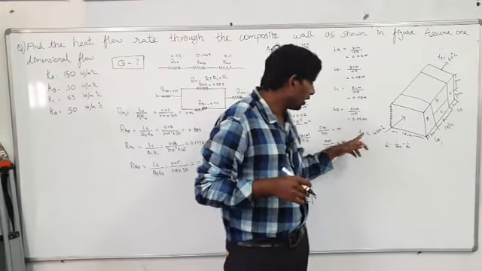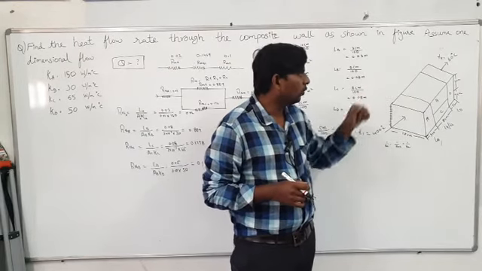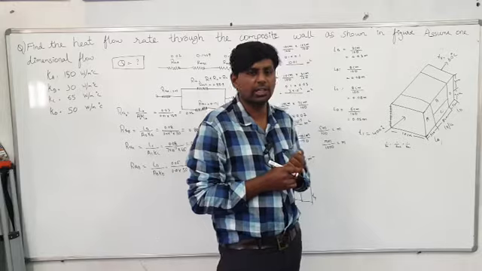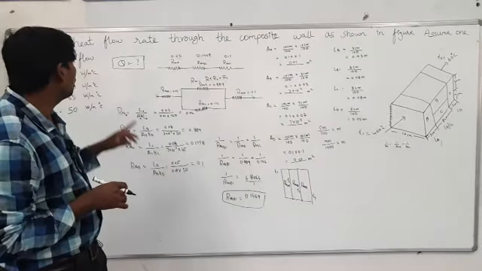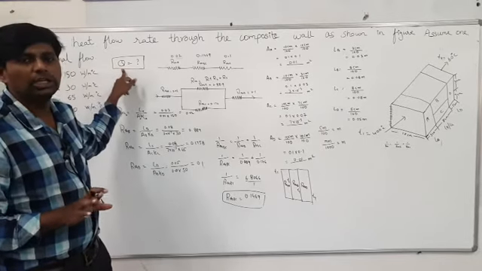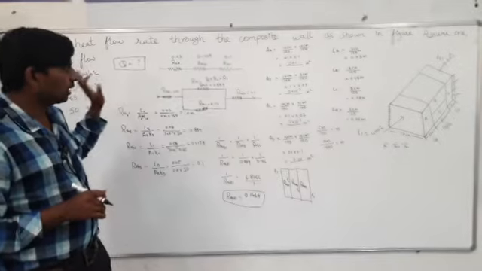It is given in your diagram only. T1 is equal to how much? 400 degrees centigrade. And T4 is equal to how much? 60 degrees centigrade. After getting all these values, what is he asking to find out? Heat transfer. For finding heat transfer, what do you have to do?